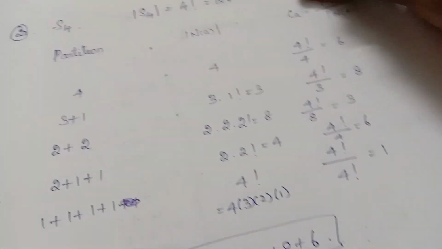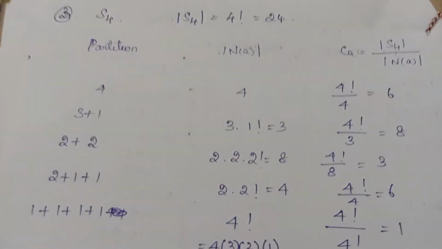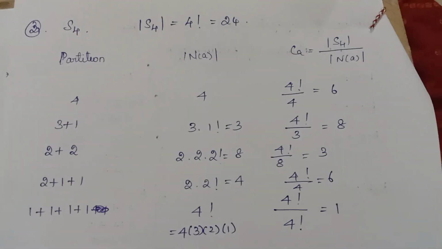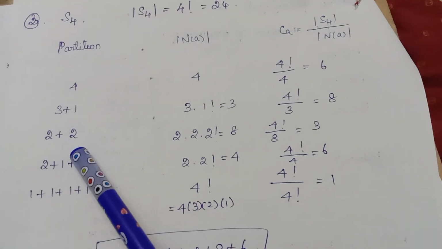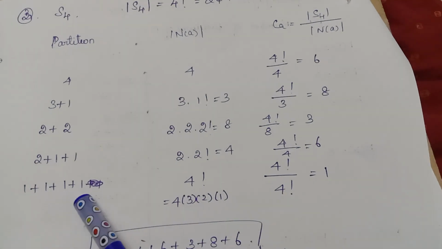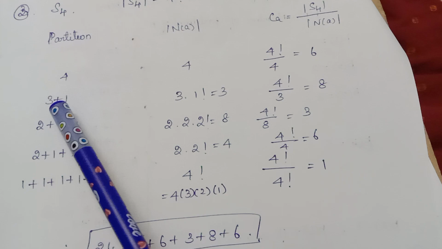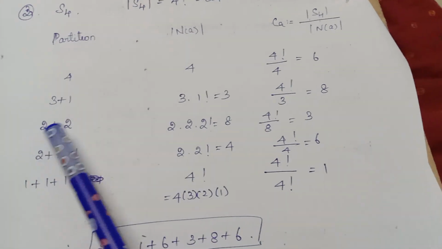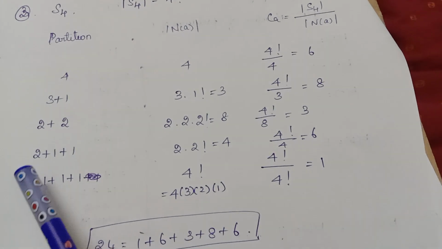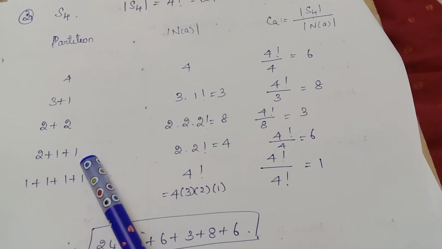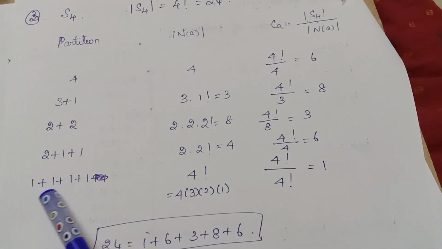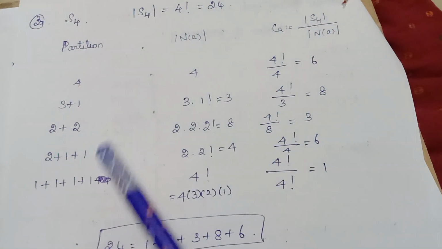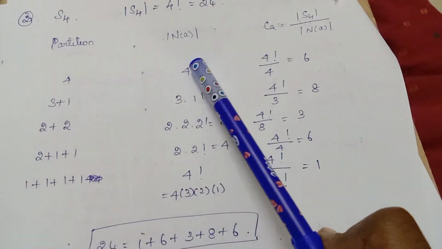the class equation for S4. In S4, how many elements will be there? 4 factorial. That is 24 elements will be there, right? Now let's write the partitions for 4: 4, 3 plus 1, 2 plus 2, 2 plus 1 plus 1, 1 plus 1 plus 1 plus 1. That means a 4 cycle, a product of a 3 cycle and a 1 cycle, a product of two 2 cycles, a 2 cycle and two 1 cycles, and a product of four 1 cycles. So these are the different partitions. Now for them, n of a.